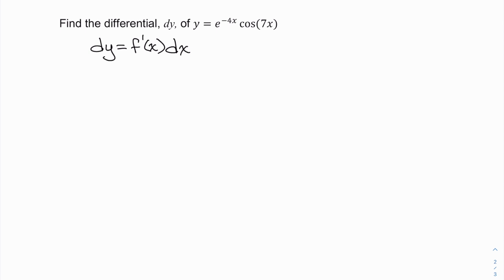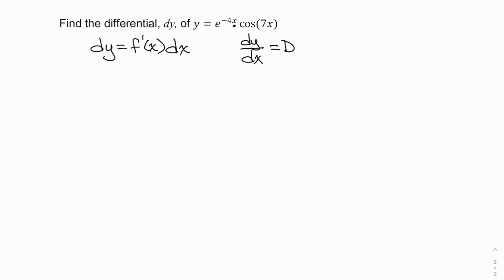We have our function y is equal to e to the negative 4x cosine of 7x. So I have a product between those two functions, and that's why I need to use the product rule when differentiating. I also have a negative 4x in the exponent on e, and so I'll have to use the chain rule there. And I'm taking the cosine of 7x, so I'll have to use a chain rule in that spot as well.